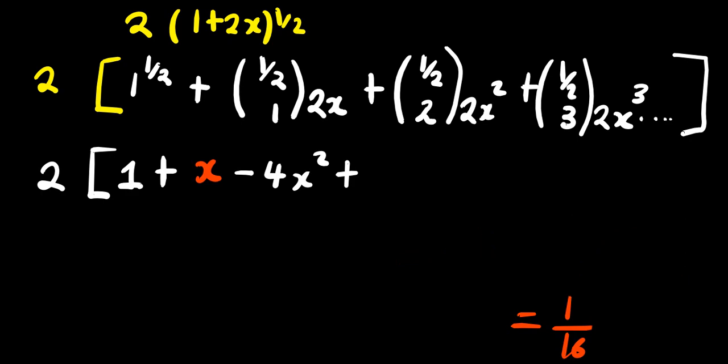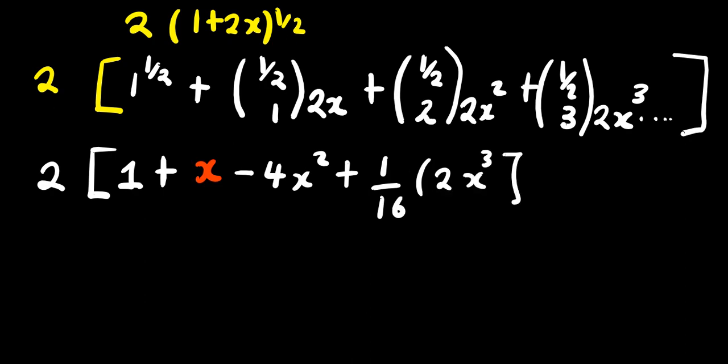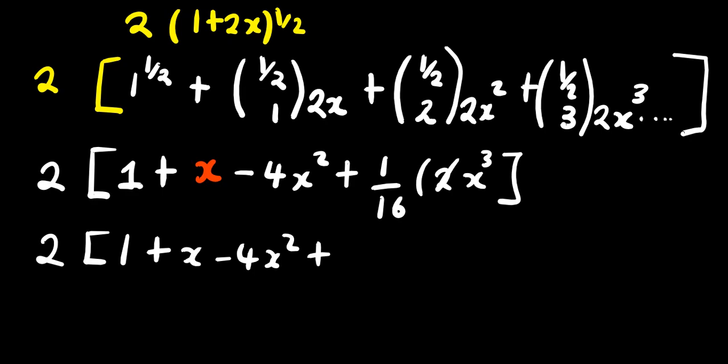So what are we now going to have on the fourth term? We're going to have 1 over 16 from the combination. This is multiplying by 2x to the power 3. Now that we've got such an expression, we just solve what is there. So 1 plus x minus 4x squared. When you simplify this one, 2 can divide into this, then I'm going to have an 8. So 1 over 8 x to the power 3.